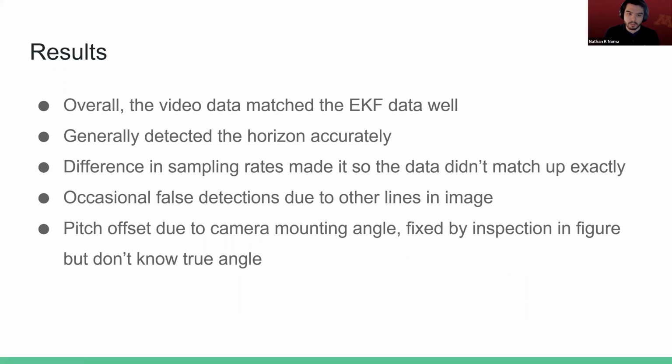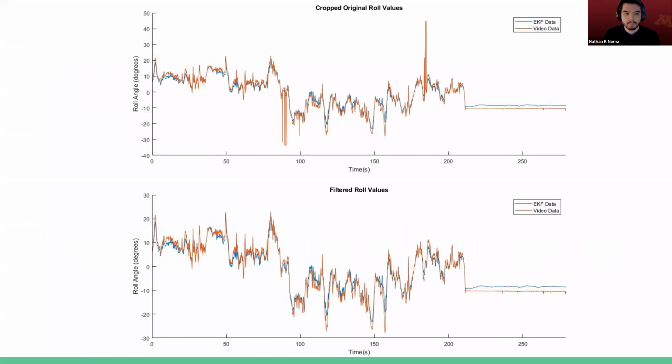There were occasional false detections due to other lines in the image, such as if you were flying at a high roll angle and there's a large field. If there's a distinction between the field and then a patch of forest or something, that would tend to be the longest line in the image, so there were some false detections there. And like I said, there's pitch offset due to the camera mounting angle, so that had to be figured out just by inspection of the data, since we didn't know exactly what the mounting angle was.